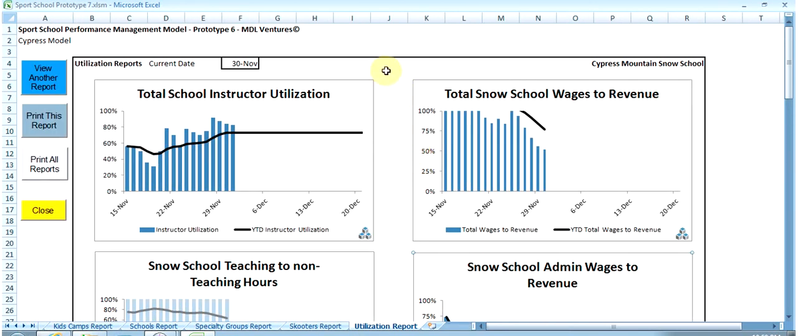The utilization reports allows you to understand how you're utilizing your entire staff for your sports school. We look at total school instructor utilization, which combines both privates and group instructors; total snow school wages to revenue, which looks at not just instructor wages to revenue, but also adds in supervisory, manager, admin staff, and sales staff wage to revenue.